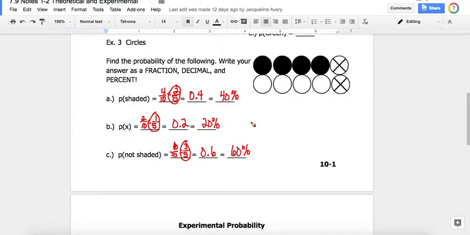Okay, that concludes our notes on theoretical probability. And remember, theoretical probability is what's supposed to happen. But we will learn later on that that's not always what happens when you actually do an experiment.